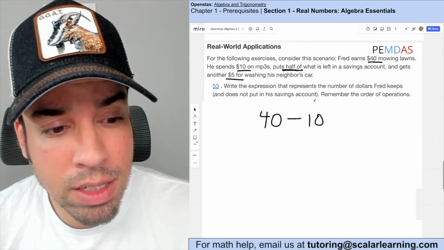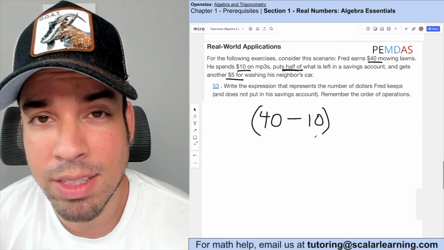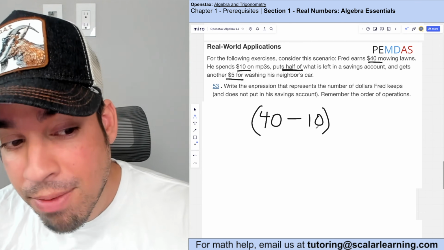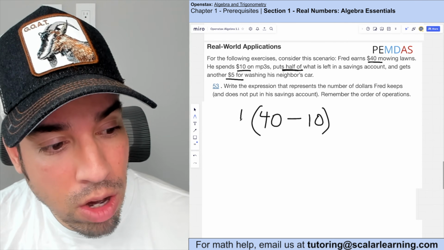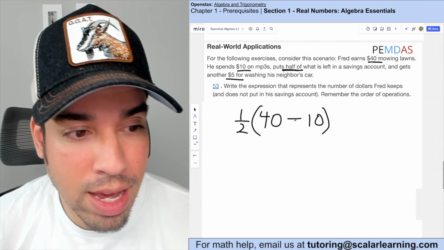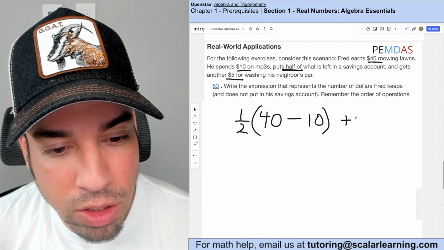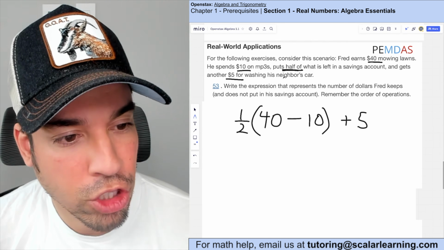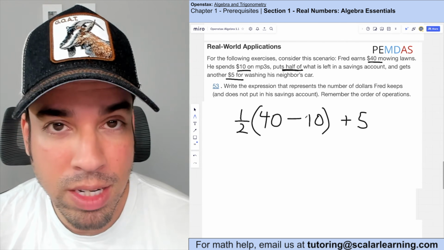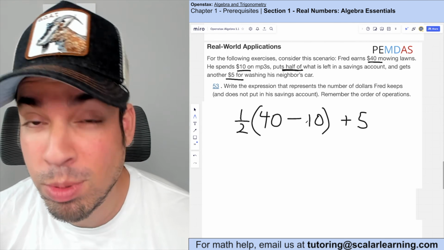Then half of this amount here goes into a savings account. Well, we don't want the amount in the savings account. We want the amount outside of the savings account. So if I put half of this in a savings account, that means the other half is not in a savings account. So right here, we have an expression for that amount. Plus, he gets another $5 at the end for washing his neighbor's car. So now I've got an expression that represents the amount of money that he has that is not in his savings account.